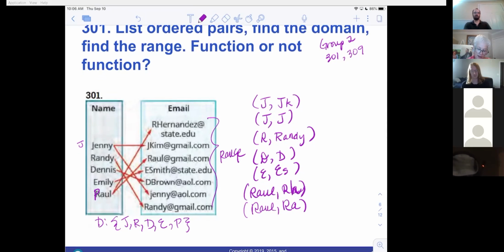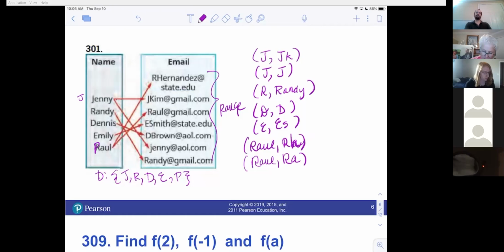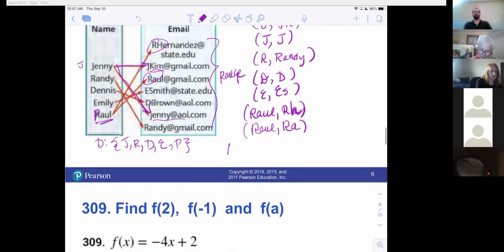And when you have a chart like this, if you've got more than one arrow coming off of an X, or the independent variable, then it's no, right? Because Jenny is paired with J Kim and Jenny AOL, and Paul is paired with this guy and this guy. So it's not a function because Jenny is paired with 2 email addresses.